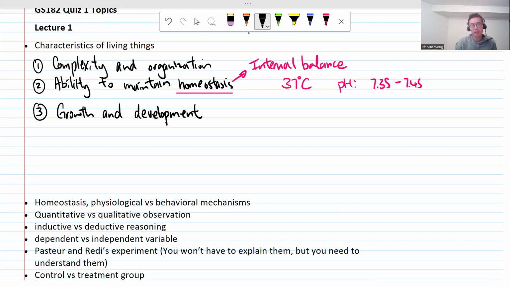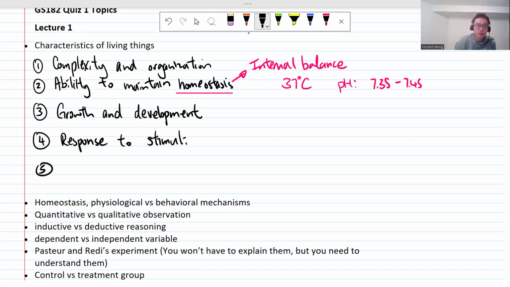Growth and development. Organisms tend to grow throughout their lifetime, and sometimes they develop into something very different, like the caterpillar into a butterfly. We also have the response to stimuli. If there are changes in the environment, your body is able to react accordingly. If you touch something hot, your hand is going to recoil. That's a response to an external stimulus.